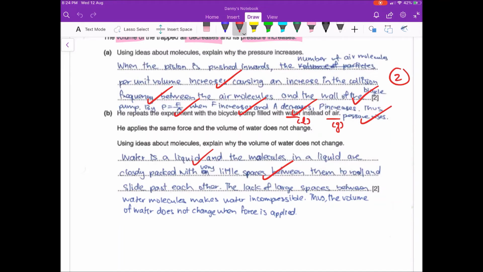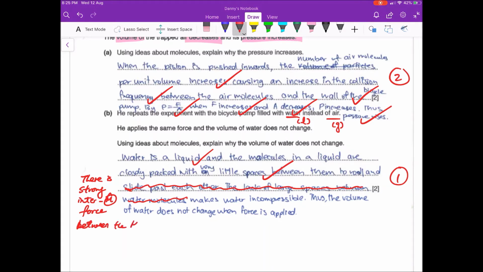So he forgot one point. So between them, and, so this one no need. Okay, he can just say that there is strong intermolecular force between the molecules. So the lack of space plus this strong repulsive intermolecular force makes liquid incompressible. Okay, so this is the key thing that he forgot.